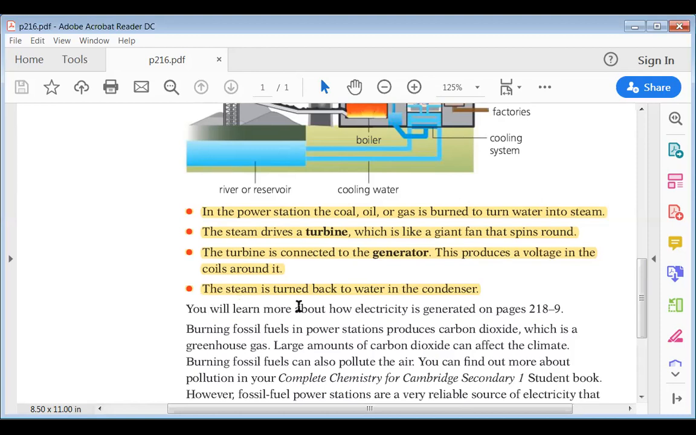The steam is turned back to water in the condenser. They have the condenser, which is here, the cooling system. Let me move this here. You have here a cooling system. This cooling system will turn it into water again, so it will go back. It will just keep circling in the power station.